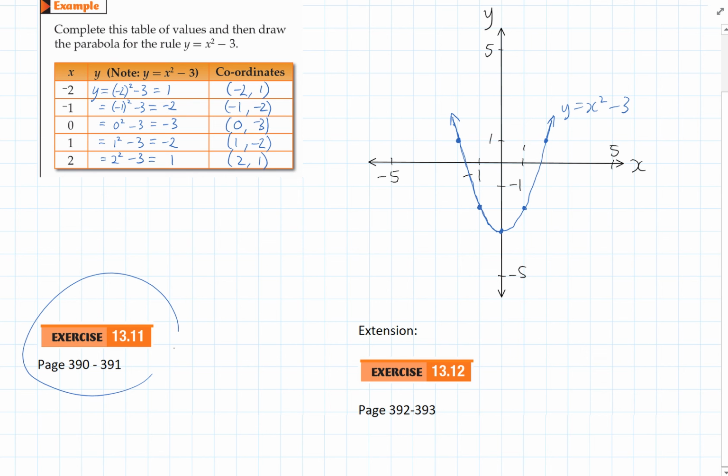So you've got some work there, 13.11, and for those of you wanting to extend yourself a bit, you've got 13.12 as well. So good luck with that.